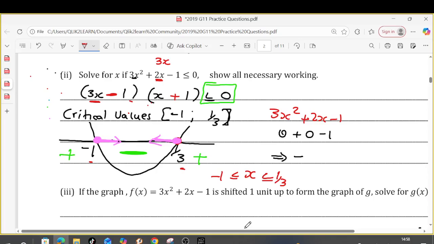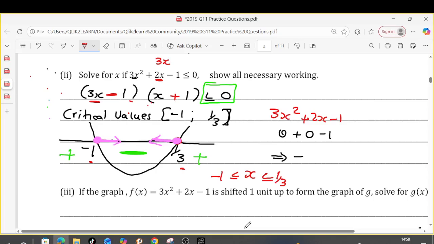Let me also use the quadratic formula. This will be minus the value of b, which is positive 2, plus root of b squared, which is 2 squared, minus 4 into the value of a, which is 3, times the value of c, which is minus 1. Everything divided by 2 into 3. No, we didn't make any mistake. It should be 1 over 3.